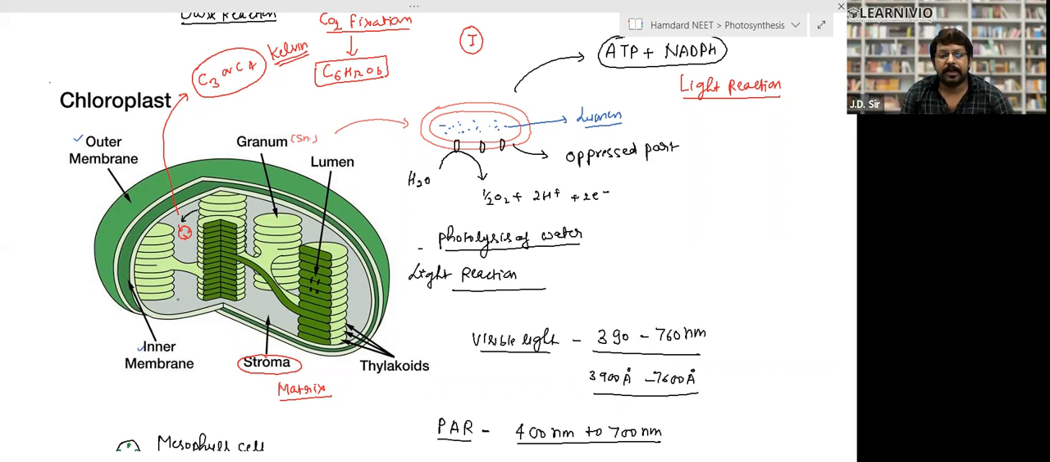Inside these two membranes, there is some gel-like substance. This gel-like substance is called stroma. I have written over here, it is called matrix as well, stroma or matrix. Here, there are some piles of coins. These piles of coins are called granum. Granum is singular and all these piles are called grana, right?